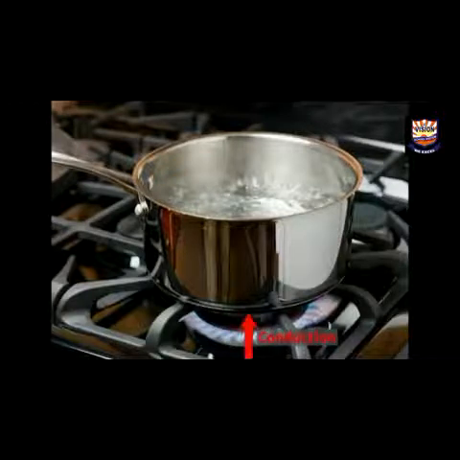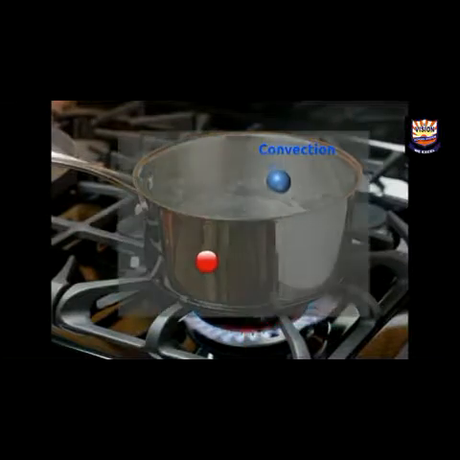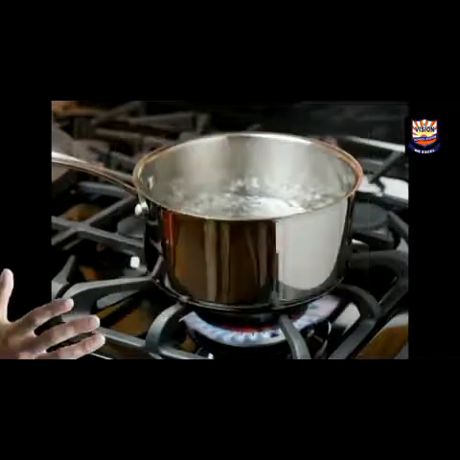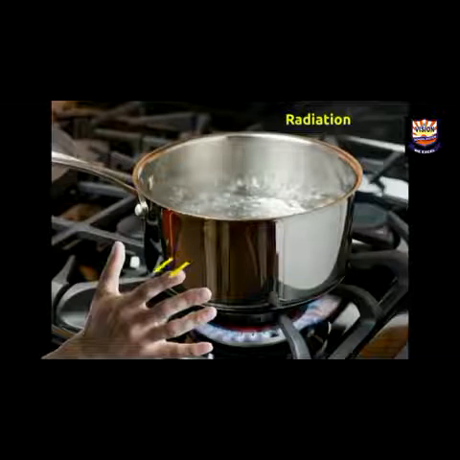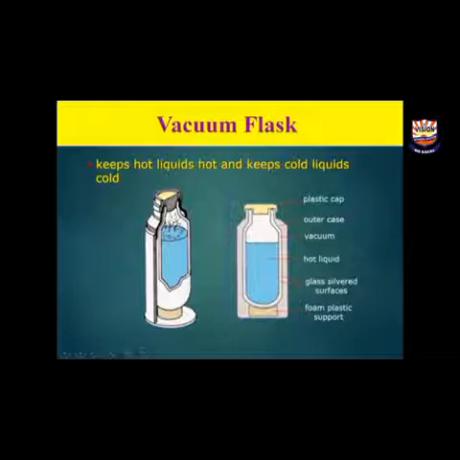Take an example of boiling water on a stove. Heat conducts to the pot as it is directly in contact. Due to convection, all the water particles receive heat. If you bring your hand very close to the sides of the pot, you will feel a little hotness. This is because of radiation coming from the pot. The last example is a vacuum flask.